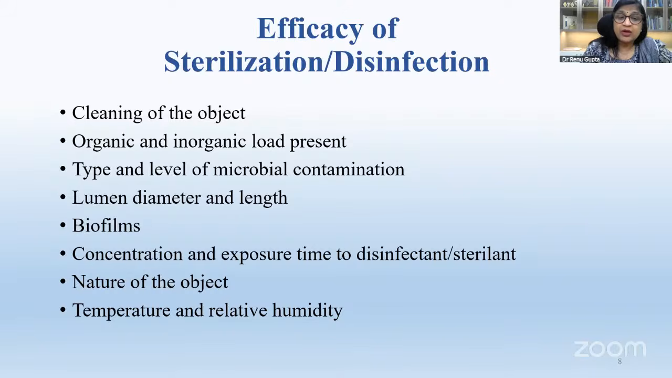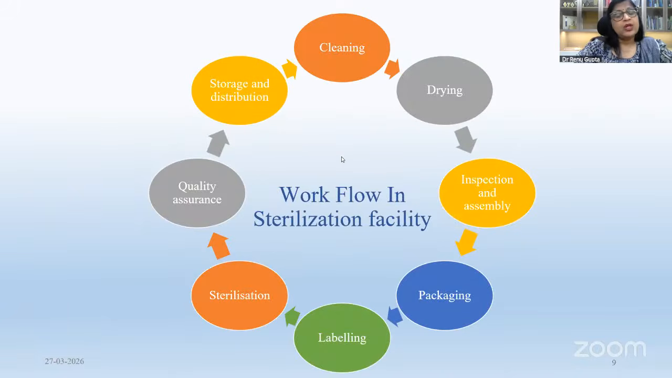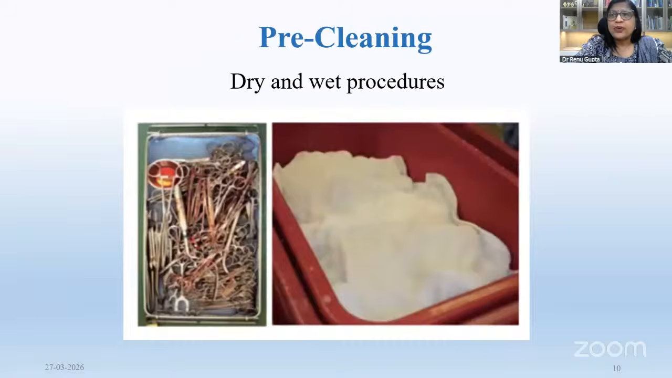Nature of the object: what is the quality of the object, and how much endurance does it have to a particular sterilant and disinfectant? What is the temperature, and what is the relative humidity you are using? When we look at the workflow in the sterilization cycle or in any CSSD, it starts with cleaning, then comes drying, then inspection and assembly, packaging, labeling, sterilization, quality assurance, storage and distribution. Today I will show you a little bit about this workflow in the sterilization cycle. Everything starts in the operation theater.